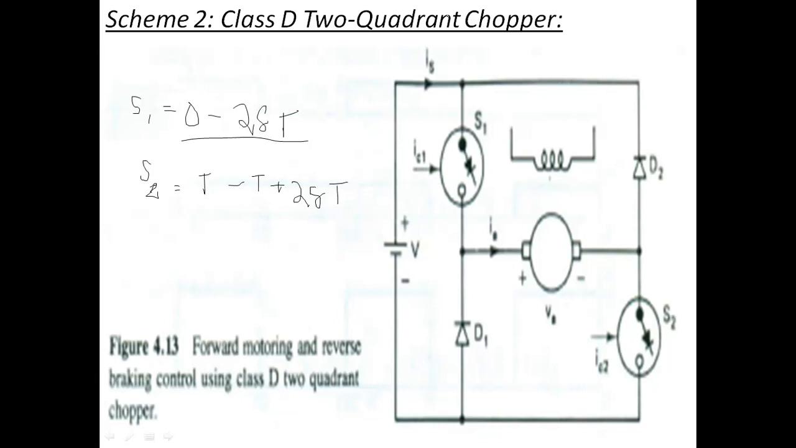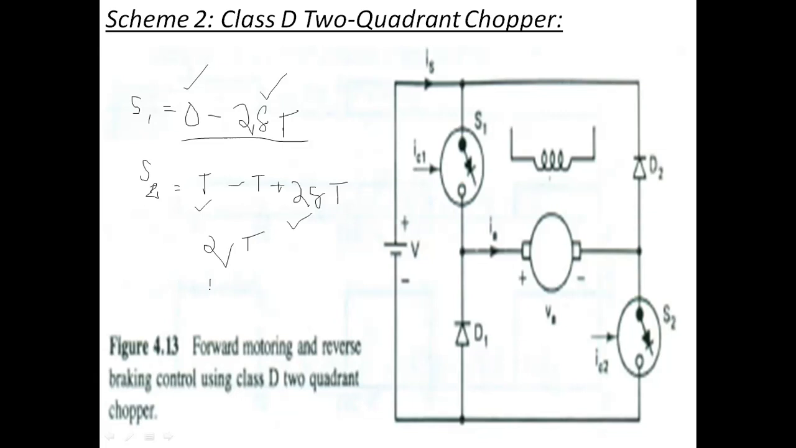If you observe the switching times, S1 is on at 0 and off at 2 delta t. S2 is on at t and off at t plus 2 delta t. So if you observe each switch, the period of operation of each switch is 2t.